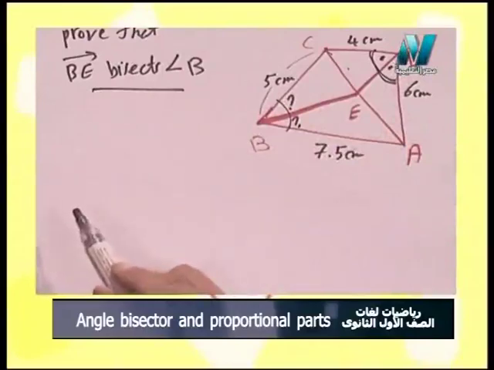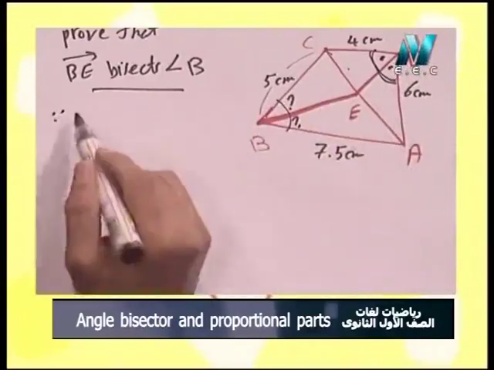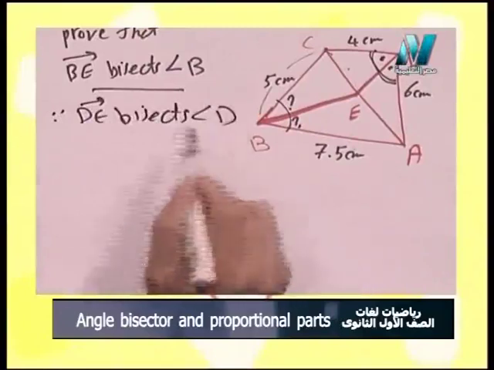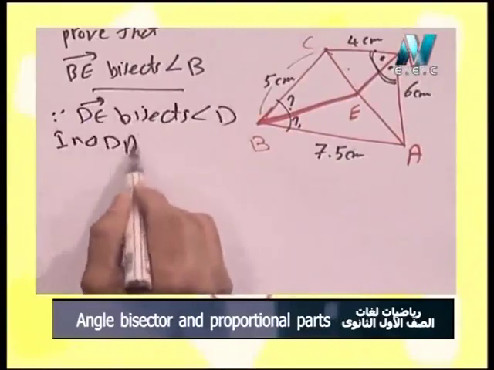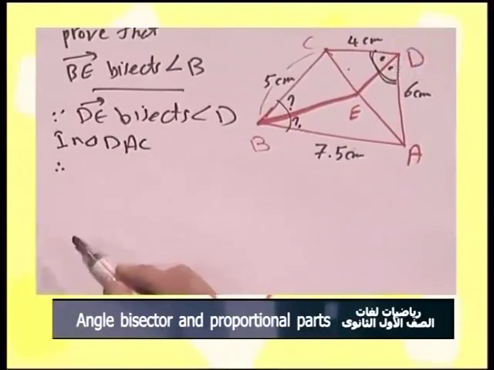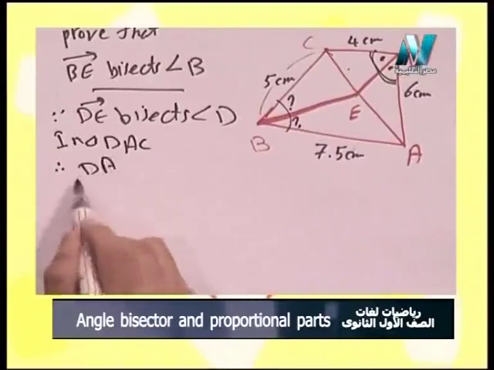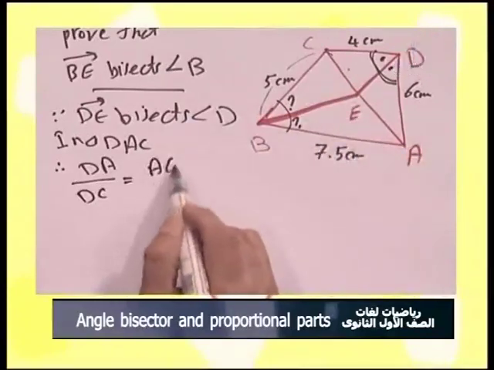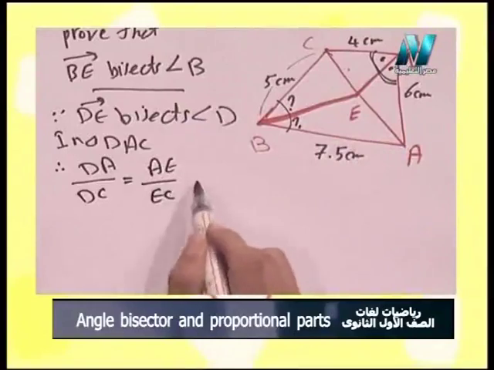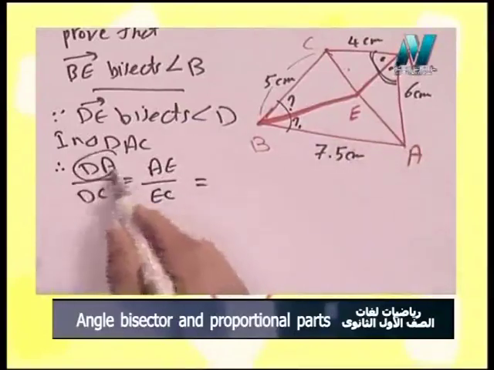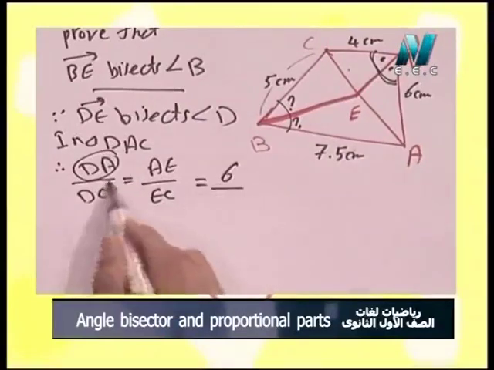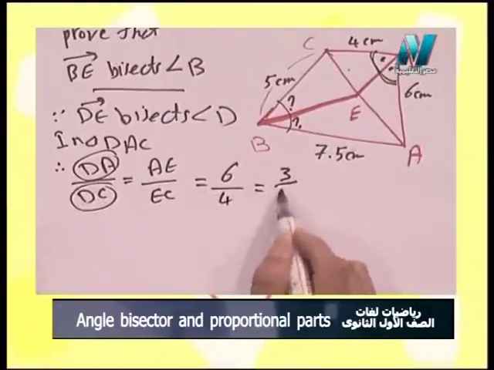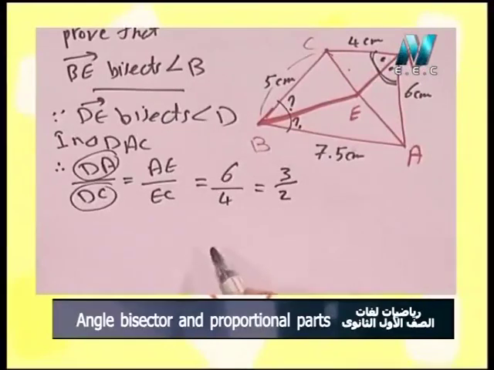So we say that since DE bisects the angle D in triangle DAC, therefore DA over DC equals AE over EC, and we have DA equals 6 centimeters over DC equals 4, and if we simplify it, it will be 3 over 2 in simplest form. Okay, that's one.